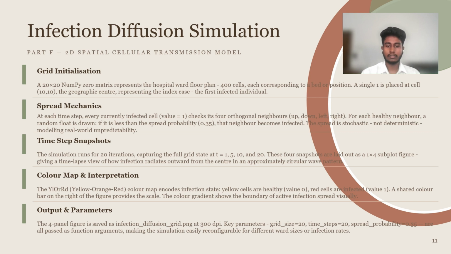This simulator shows how an infection can spread across a hospital ward. Imagine a grid, 20 rows and 20 columns. It's like a chessboard, and each square represents a hospital bed or a spot in the ward. So that gives us 400 positions in total. Now let's move on to the simulation.